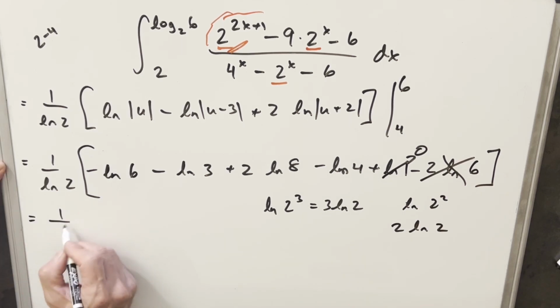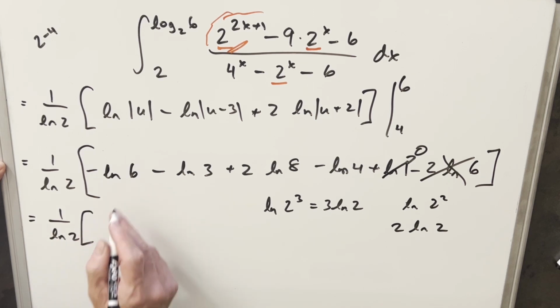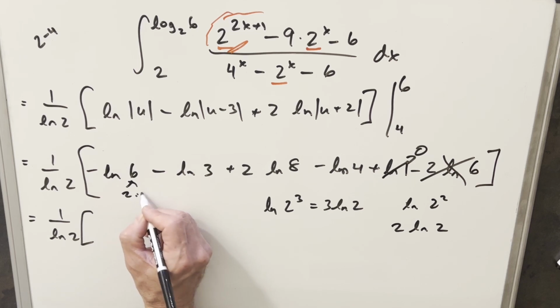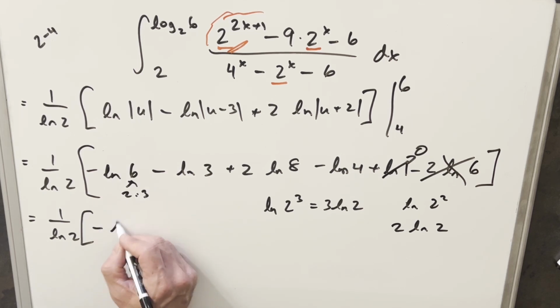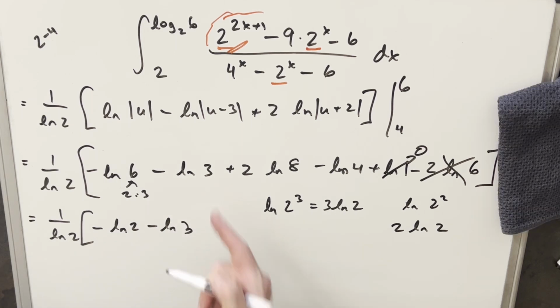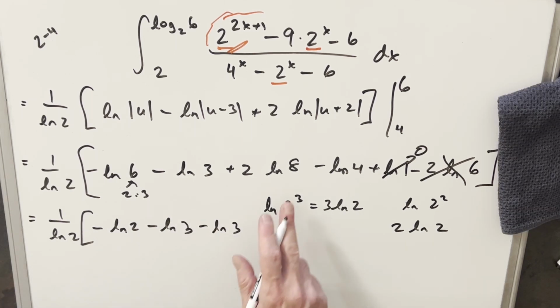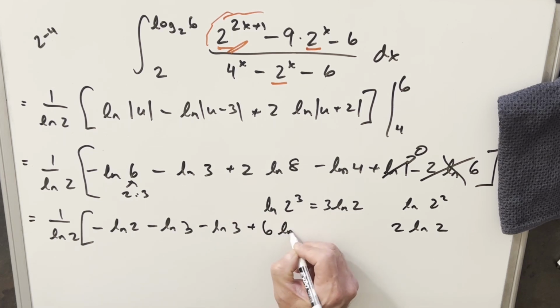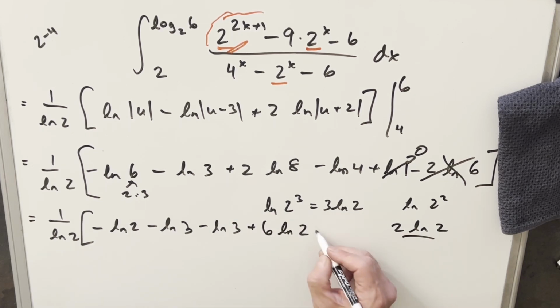So let me just rewrite this. We're going to have this up front. Now natural log of 6, I can write that as, so 6 can be written as 2 times 3. So I can write this as minus natural log of 2 minus natural log of 3. Then I'll break down this natural log of 8. So natural log of 8 I have is 3 ln 2 times 2. So this is going to be 6 natural log of 2. And then we'll have this minus 2 natural log of 2.